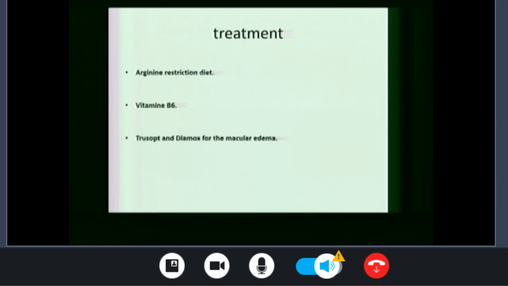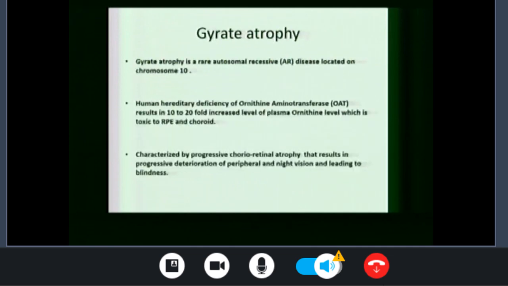Our treatment was arginine restriction diet and vitamin B6, Trusopt and Diamox for the macular edema. Gyrate atrophy is a rare autosomal recessive disease located in chromosome 10. A hereditary deficiency of ornithine aminotransferase results in a 10 to 20-fold increase of the plasma ornithine level, which is toxic to the RPE and the choroid. It is characterized by progressive chorioretinal atrophy that results in progressive deterioration of peripheral and night vision, leading to blindness.